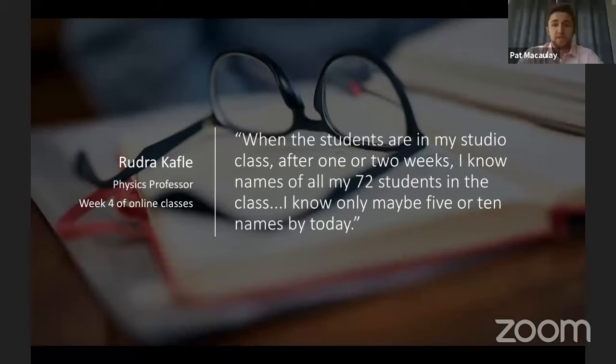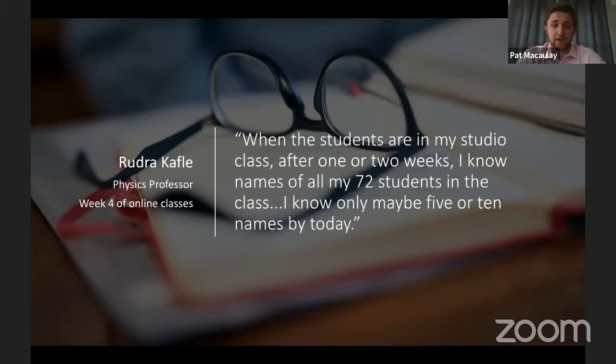So we picked out a quote from one of our instructor interviews. It was Professor Coffley in the physics department. And it goes, "When the students are in my studio class, after 1 or 2 weeks, I know the names of all my 72 students in the class. I know only maybe 5 or 10 names by today." And that was 4 weeks into this remote term.